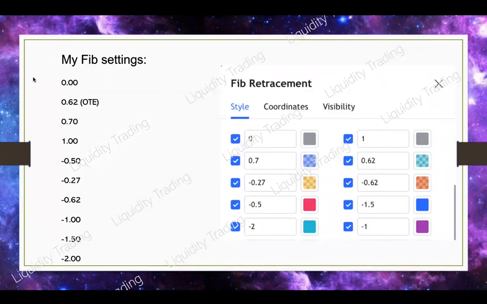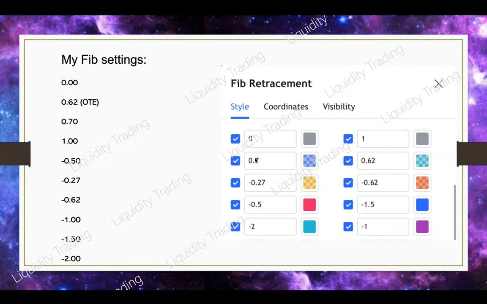Now, how do my Fib levels look? These are the Fib levels that I will be using and will be teaching in my lessons. Obviously, the 0 and the 1 are the high and the low. On the bearish example, this is the low and this is the high. And the most important level for the entry would be the 0.7 and the 0.62. Now, I almost only take trades on the 0.62, and the 0.70 is just to keep a range in the market.